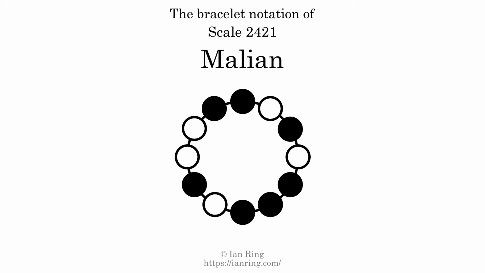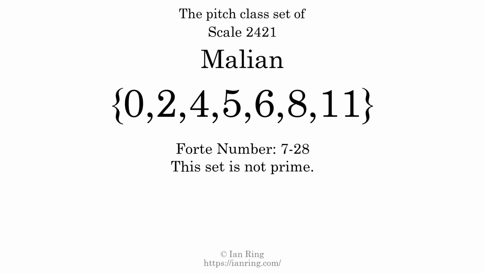This is a bracelet notation diagram of scale 2421. The shaded circles represent tones that appear in the scale, and they are read clockwise, starting at the top. The pitch class set for this scale is 0, 2, 4, 5, 6, 8, 11. The fault class is 728. This set is not prime.